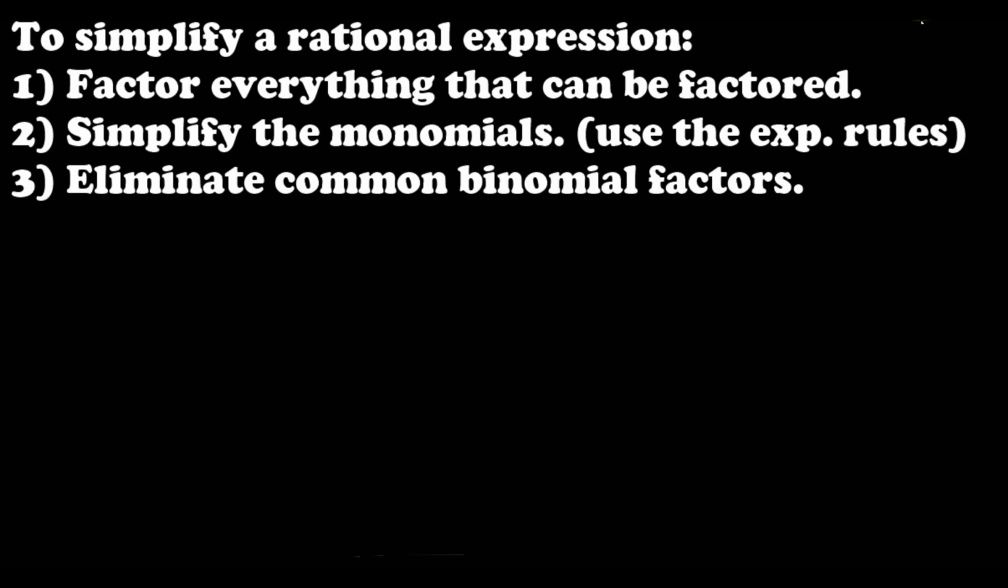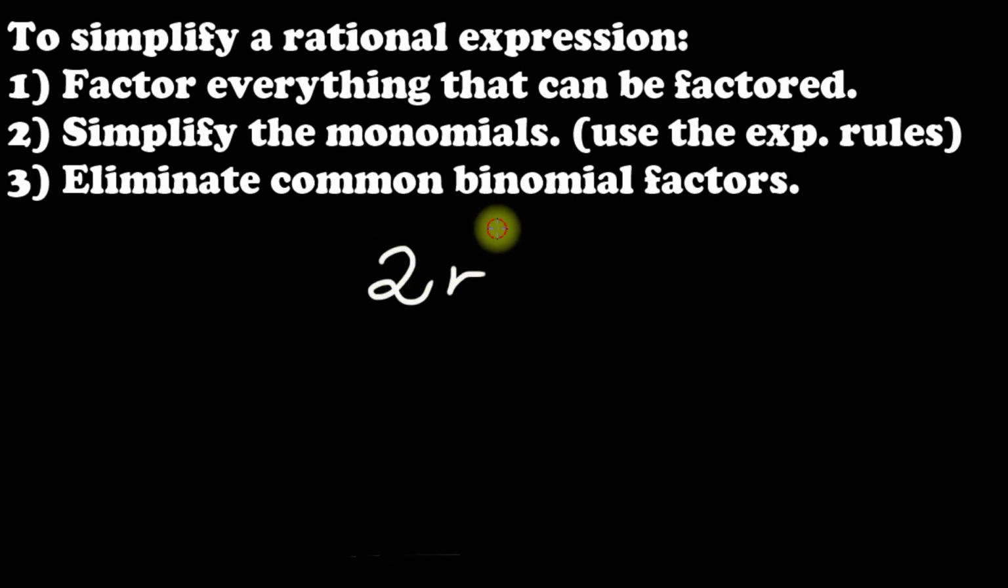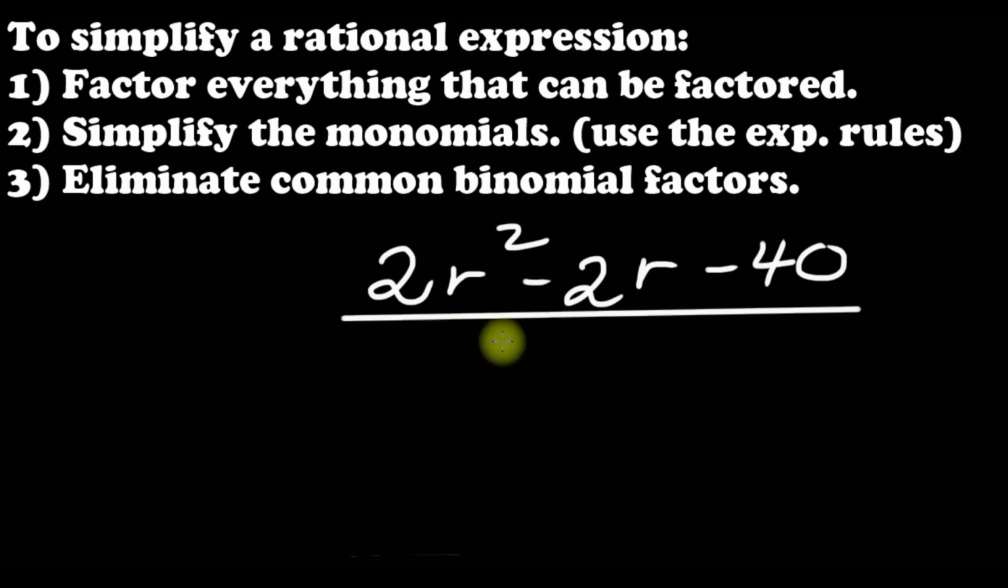Okay, so let's take a look at an example of how to simplify a rational expression. Given 2r squared, take away 2r minus 40, divided by 8r plus 32. Okay, so we're going to simplify this. We're going to reduce it. So to do that, first thing we have to do is factor everything that can be factored. So we factor the numerator, we factor the denominator, and then we eliminate common binomial factors.